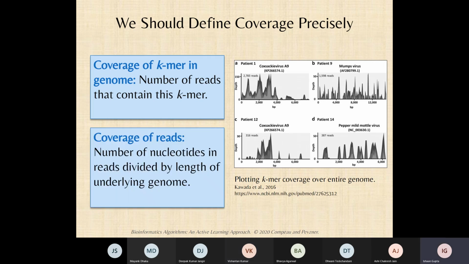So the other concept is coverage of reads themselves. When we say coverage of the reads, it is the number of nucleotides in the reads divided by the length of the underlying genome. So basically, when we talk about genome coverage, we are typically talking about coverage of reads. You essentially say that this genome has a coverage depth of 20x. That means on average, each nucleotide is overlapped by 20 reads, right? So that's basically the number of reads multiplied by read length divided by the length of the underlying genome.